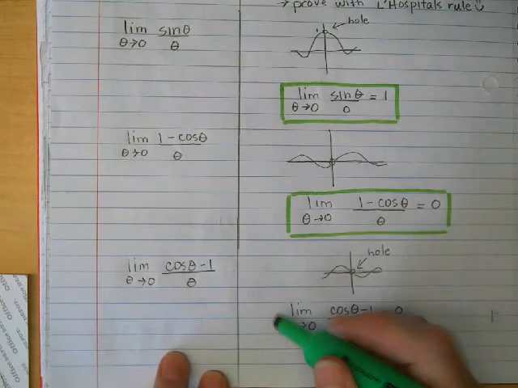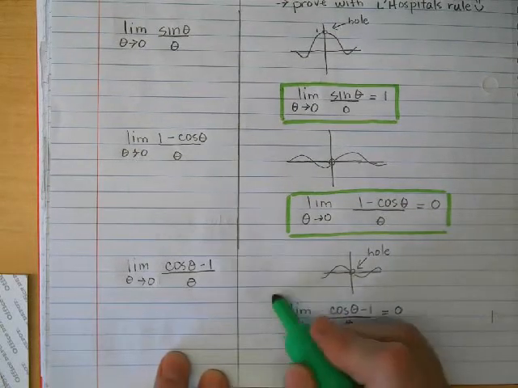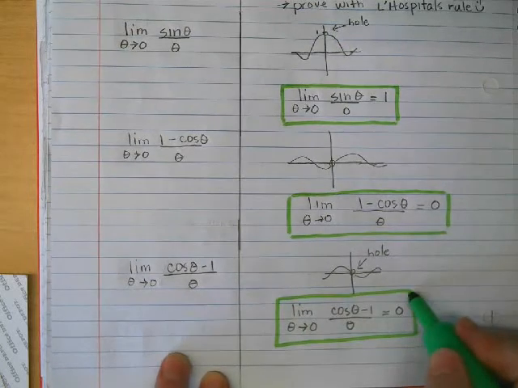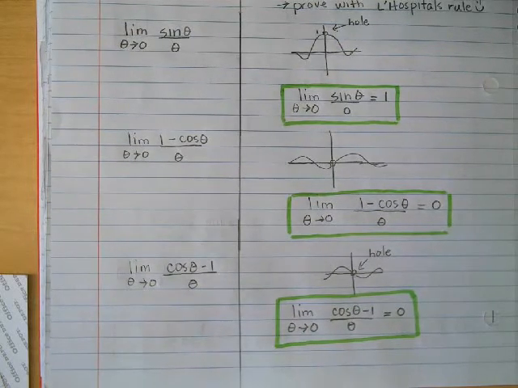Okay, so these are going to be 3 special trig limits that we can't prove just yet, but they're going to be very helpful for us when we're solving future problems. Okay, that's going to be the end of part 1.